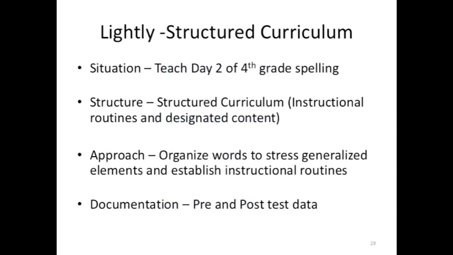So my approach was, well, let's take the words that are in the list and organize them by generalizable elements. So these 3 words all have the sound A in an open syllable. These 3 words all have the sound A in a closed syllable. These words all have the letters. And so organize them so when we do our dictation, we could also work on generalization.